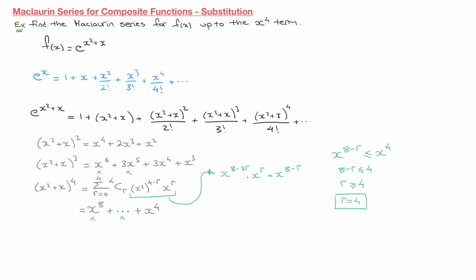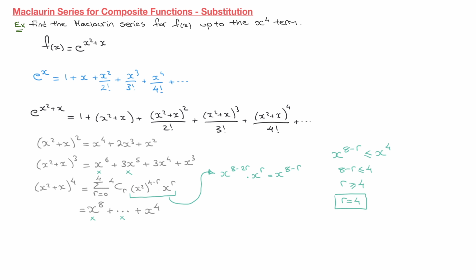And let me quickly add, before carrying on, that if you need further convincing that when r equals 4 we get x to the power of 4, go ahead and replace every r that we see in this expression by 4, and you'll see that we get 4c4, which is equal to 1, times x squared raised to the power of 4 minus 4, so that's x squared raised to the power of 0, which is 1, times x to the power of 4, so that's x to the power of 4. So it becomes 1 times x to the power of 4, which is x to the power of 4.